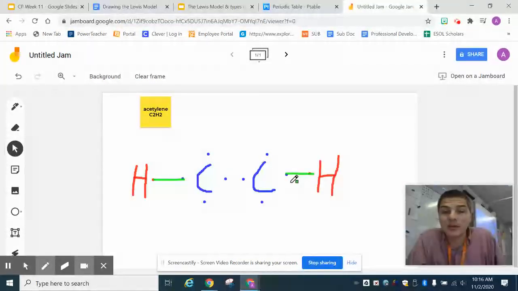However, carbon isn't happy because carbon wants a full octet. It wants to have 8 valence electrons. Right now it only has 1, 2, 3, 4, 5. So obviously carbon's going to share one with the other carbon. Now we have 6 valence electrons, but we still don't have 8.